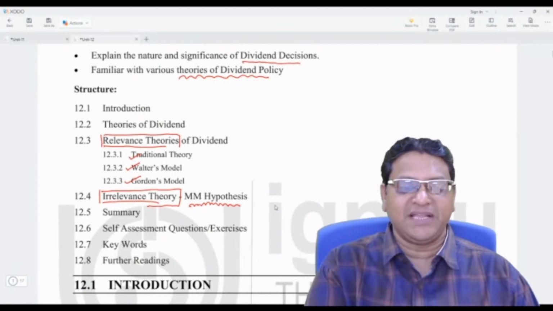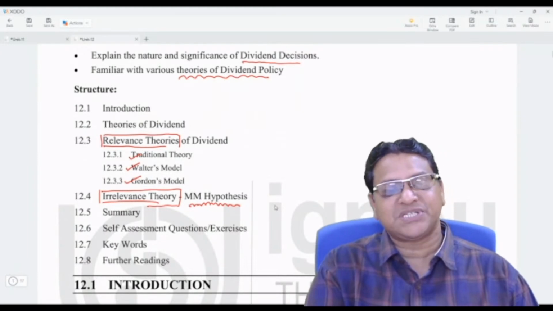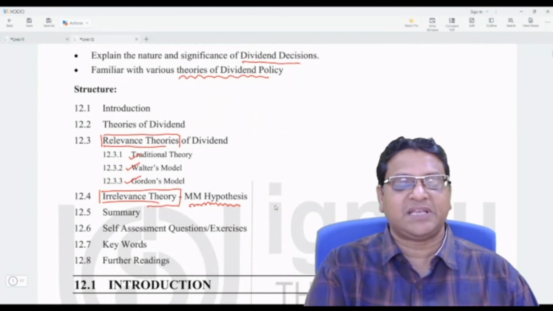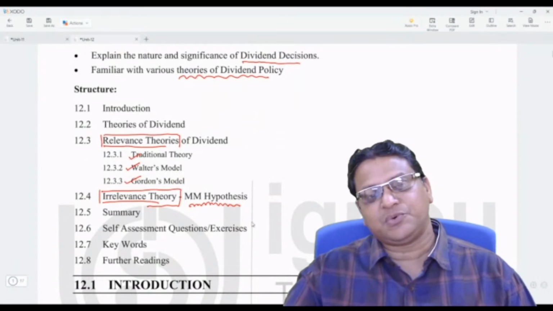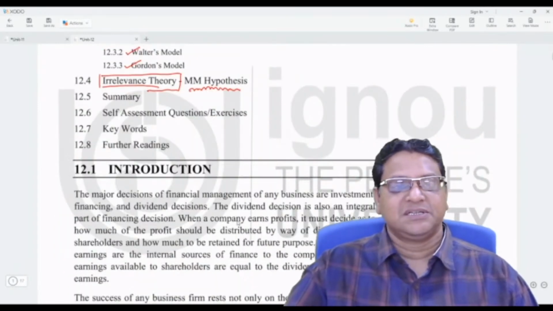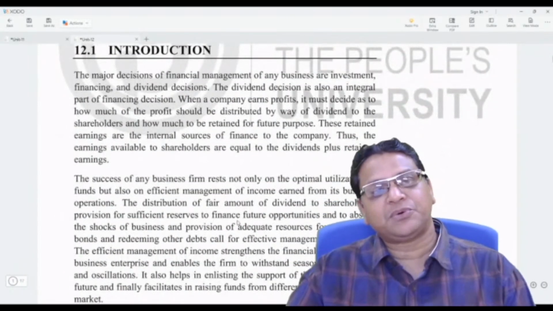Then we will summarize our discussion. We will discuss some questions. We will discuss some keywords and conclude our session today. So first, let me introduce the topic to you.